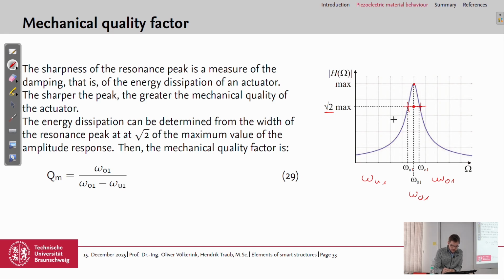So if we have not that sharp peak, so maybe this one, then these values were larger, and if the peak is sharper, then they are closer together, and then we would have a higher QM, so a higher mechanical quality factor. We won't go into detail into this dynamic behavior, but just to give you an impression, if you look at a data sheet and read something about the mechanical quality factor, then this is meant by this.